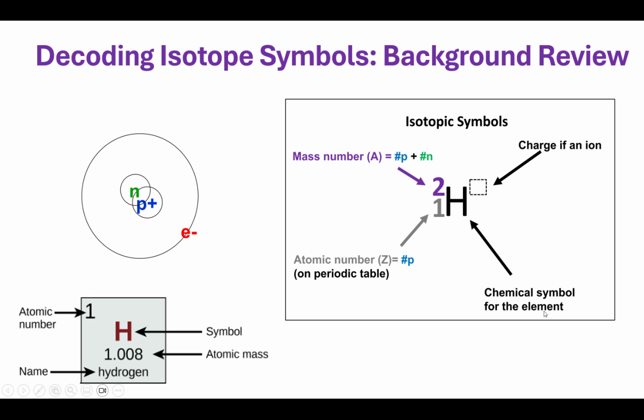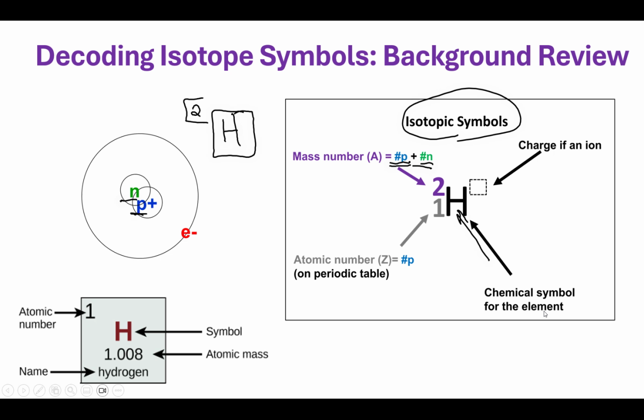Okay, so what is an isotope symbol? An isotopic symbol will always show, think of a big square box, the chemical symbol of that element. In this case, that chemical symbol is H. And then in the top left-hand corner, it's going to have the mass number. The mass number is the number of protons plus the number of neutrons. So here we have 1 neutron plus 1 proton, so it's 2 in this case.